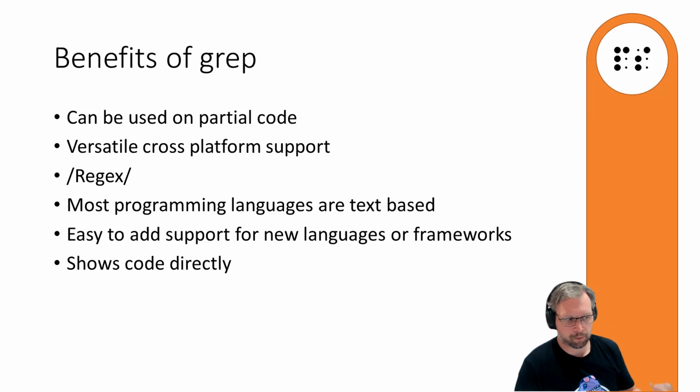And typically grep will present you with text, so it shows you the code directly. You don't have to sit and use a management interface or a PDF report and then cross-reference what's in the report to the code. It's showing you the code directly. And for me, that works really well.